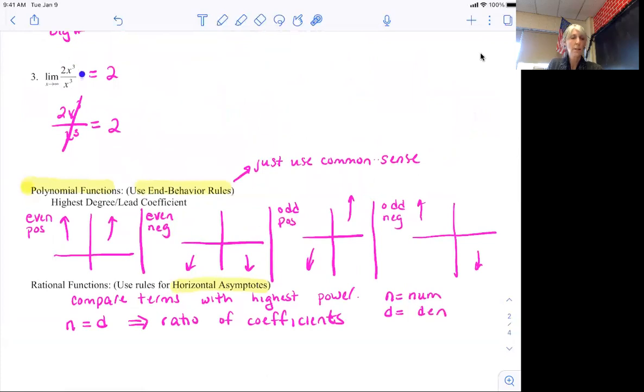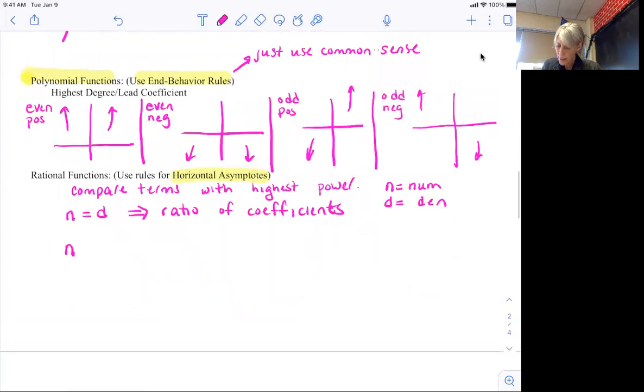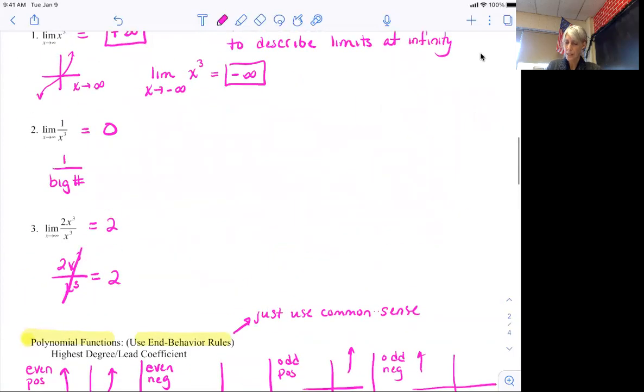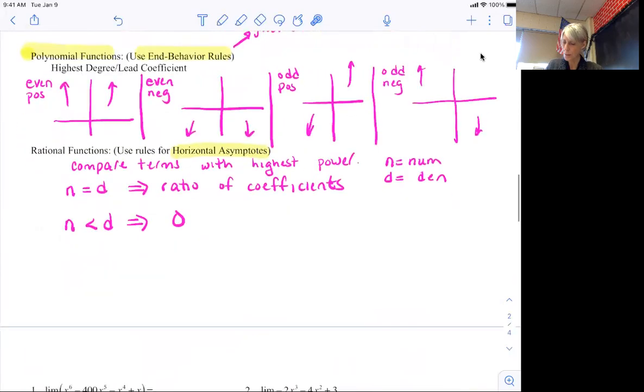Example 3. The powers are the same, so no matter what, it's just going to cancel and you're left with whatever number. If n is less than d, the limit is 0. The power in the numerator, right? This is really x to the 0 up top, it doesn't really matter. If you think about it like this, if you're dividing by a bigger number in the denominator, your answer always goes to 0. I call this bottom heavy.